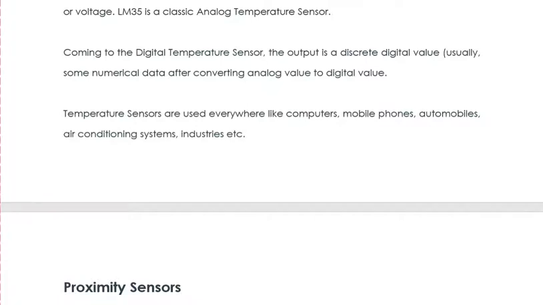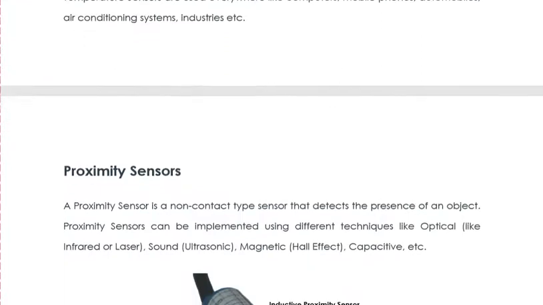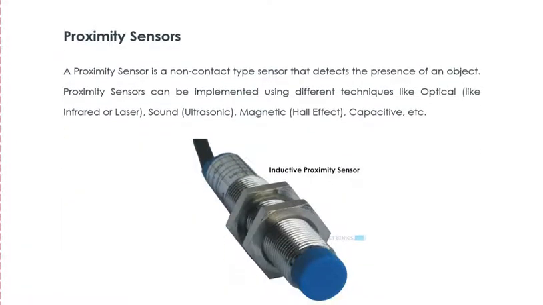So those are very simple examples that could be applied even up to industrial applications. Next one, we have your proximity sensors. A proximity sensor is a non-contact type sensor that detects the presence of an object. Proximity sensors can be implemented using different techniques like optical, sound, and magnetic, depending on what type of application will fit your certain project or system.